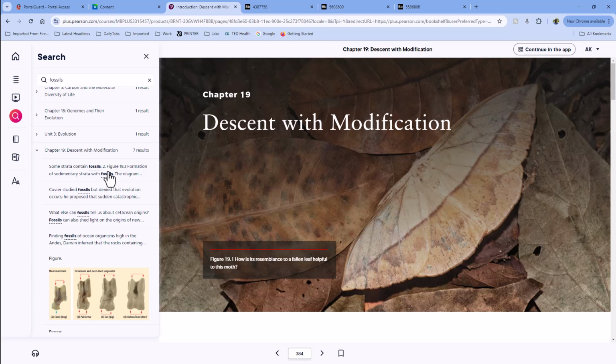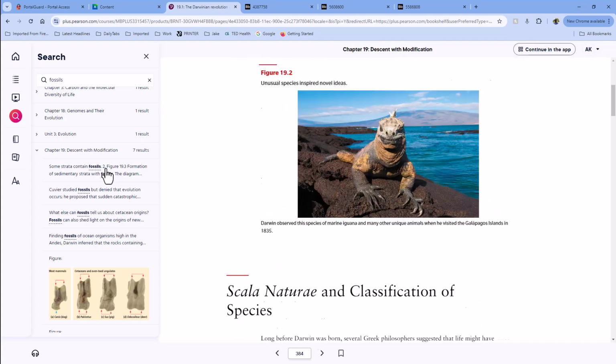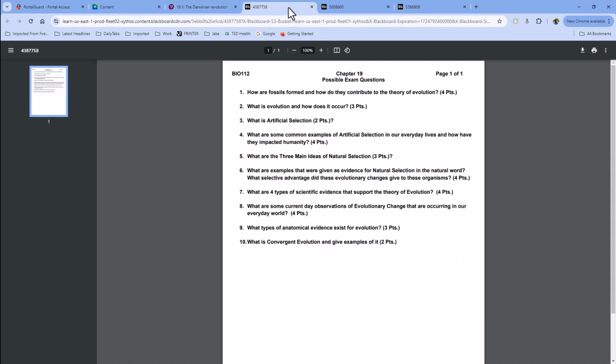And so with the fossils, you can find it in figure 19.3, and it is on page 386. So here is the area in the text talking about fossils that will give you the information you need to answer this question. And then what is evolution? You can find that under concept 19.2, pages 388 to 389. What is artificial selection? And the next question, what are some examples of artificial selection?